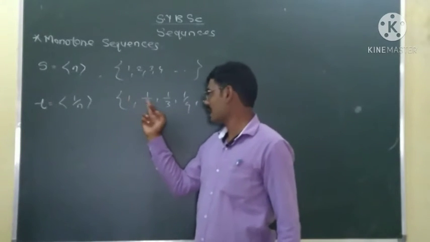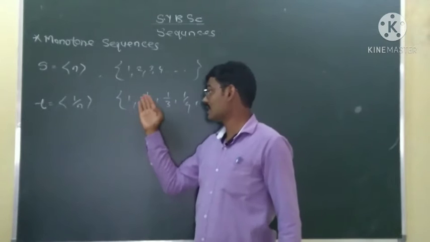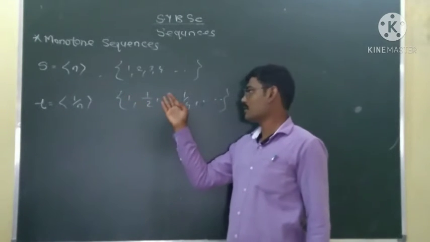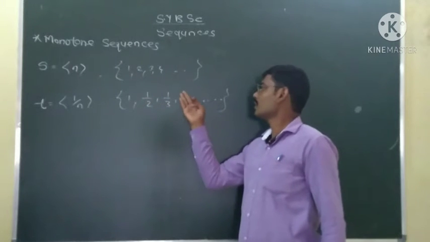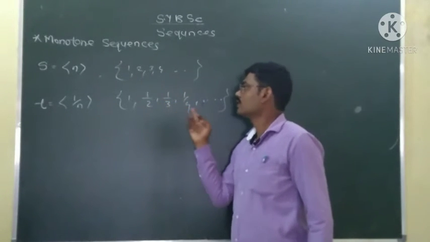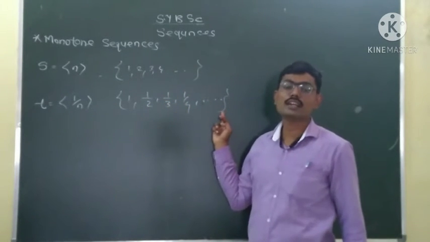The first term is 1, the second term is 1 by 2, which is less than the first term. The third term is 1 by 3, which is less than the second term 1 by 2. The fourth term is 1 by 4, which is less than 1 by 3. This is a monotonic decreasing sequence.